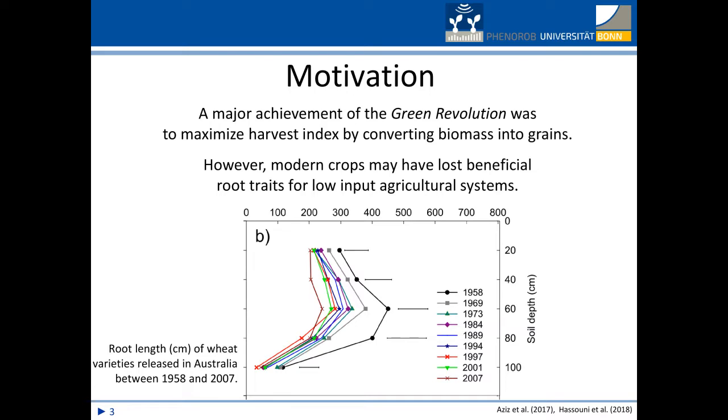This figure shows the root length of 9 wheat varieties released in Australia between 1958 and 2007. You can see that the root length over soil depth decreased with the release years. The oldest variety showed the highest root length. That means 5 decades of selection for yield reduced the root length density.